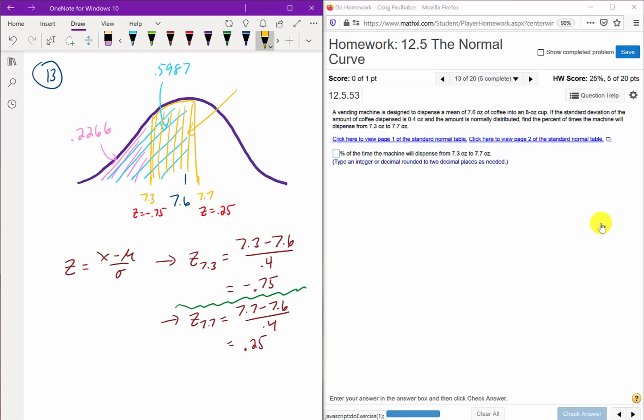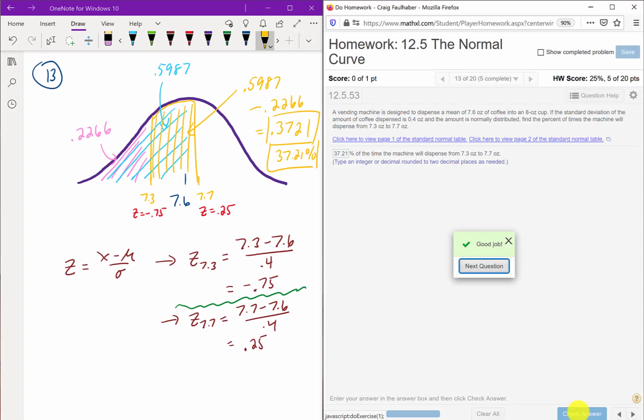And that area we're just going to have to calculate by subtracting 0.5987 minus 0.2266. And that turns out to be 0.3721. If we want to turn that into a percent, it's going to be 37.21%. So that's what we need to enter into my math lab, and that is going to be the correct answer.